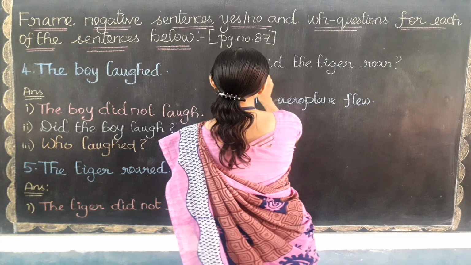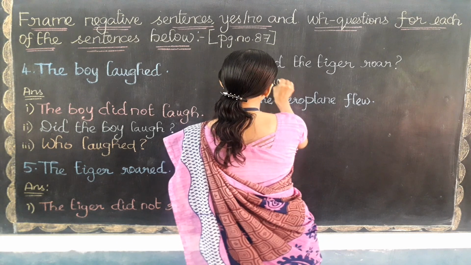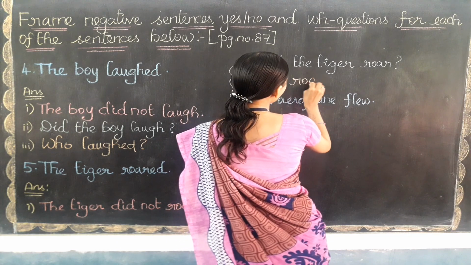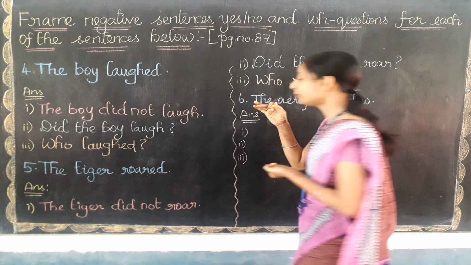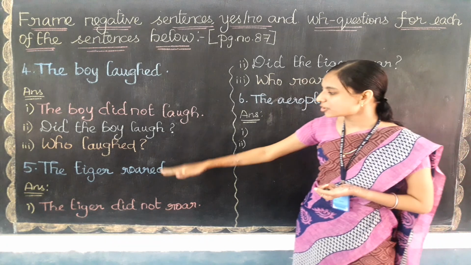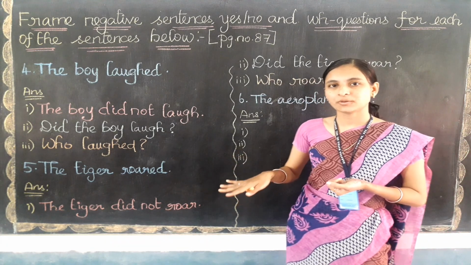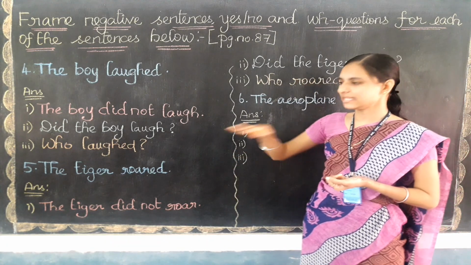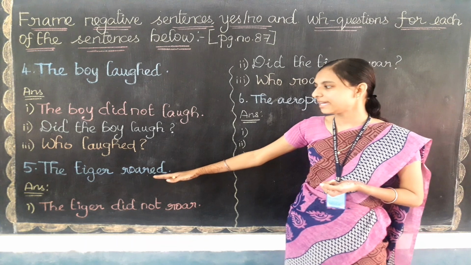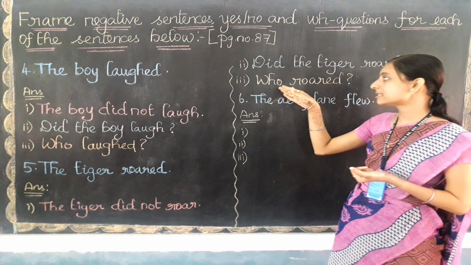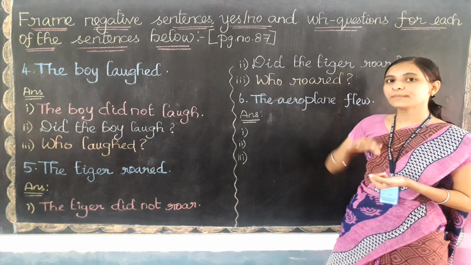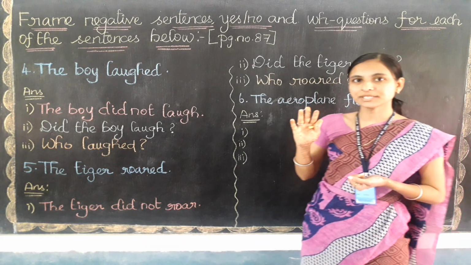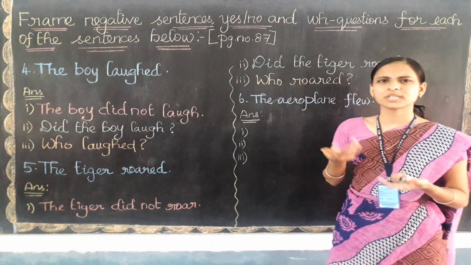Okay? So WHO, who. Then roared. Roared should be written in past form. Who roared, and if the question is in past, the answer also should be in past only. Okay? When the question is in present, the answer also will be in present. Here the answer is in past, so this question also should be in past. So that is who roared. Roared is the past form. Okay? Clear, children? Who roared means edu urumachu, yaar urumachu.